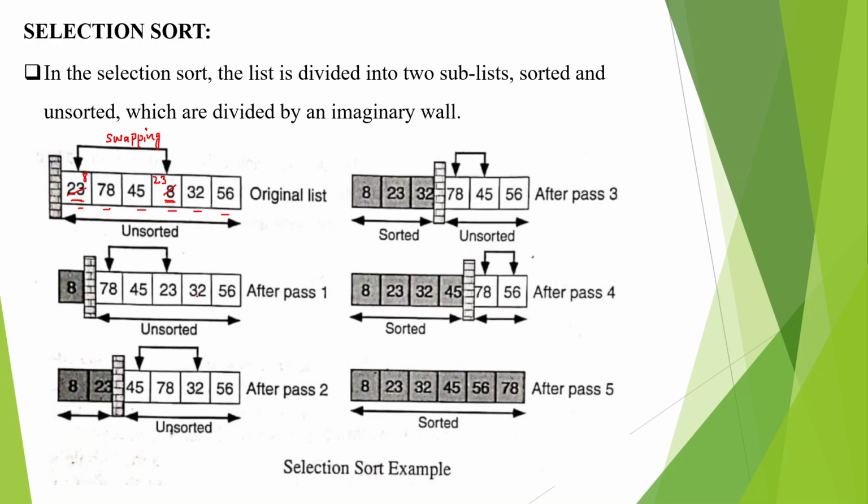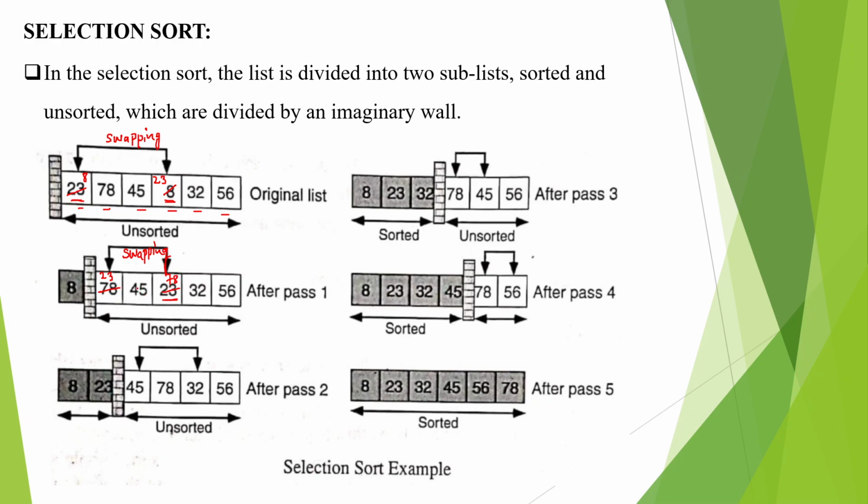Now in the second pass, once again we need to identify the smallest element in the unsorted list. It is clear that 23 is the smallest element. So shift this 23 to the beginning of the list. How do we do it? We perform swapping between the first item and the smallest item. Then after swapping, 23 will go here and 78 will come here.